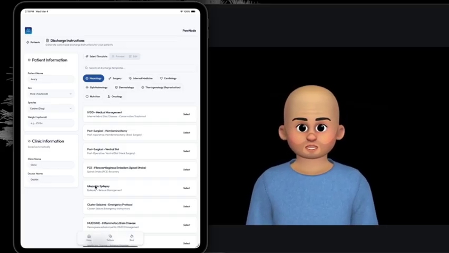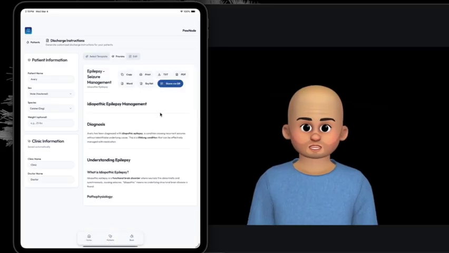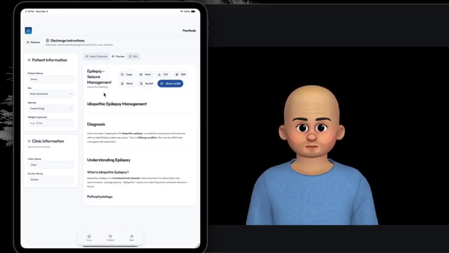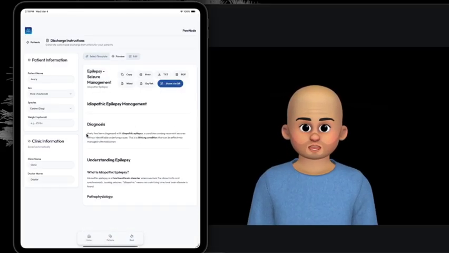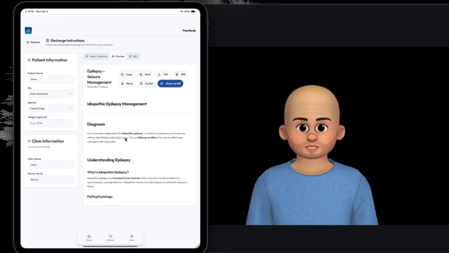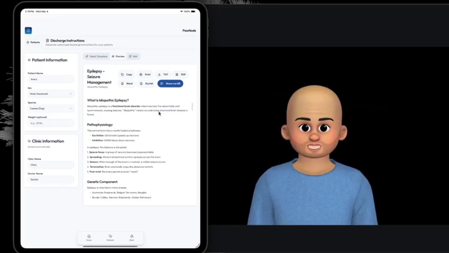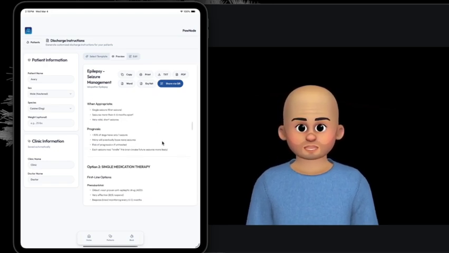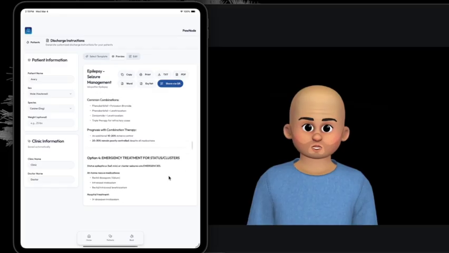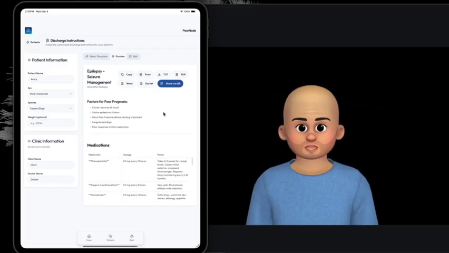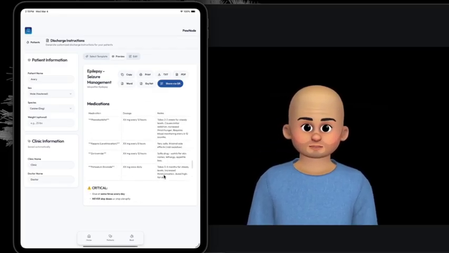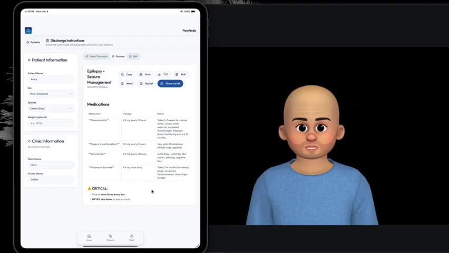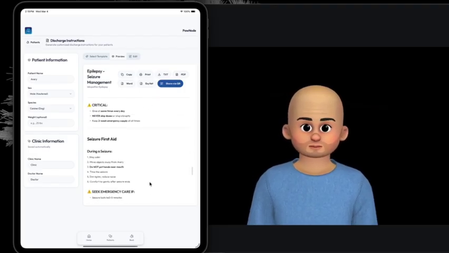of the discharges. So if we put in idiopathic epilepsy and we want to create a discharge, we can see that the patient's name is here. So Avery's been diagnosed with idiopathic epilepsy. There's a little bit of information about idiopathic epilepsy, information about treatment options, and emergency situations. If you want kind of a general outline for some of the medications that's provided.